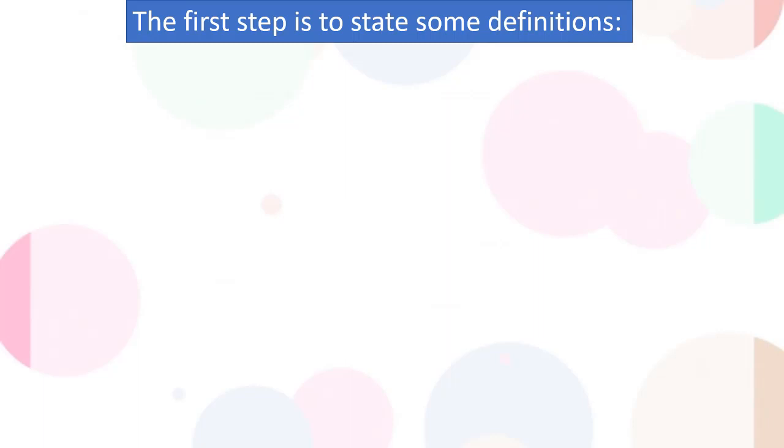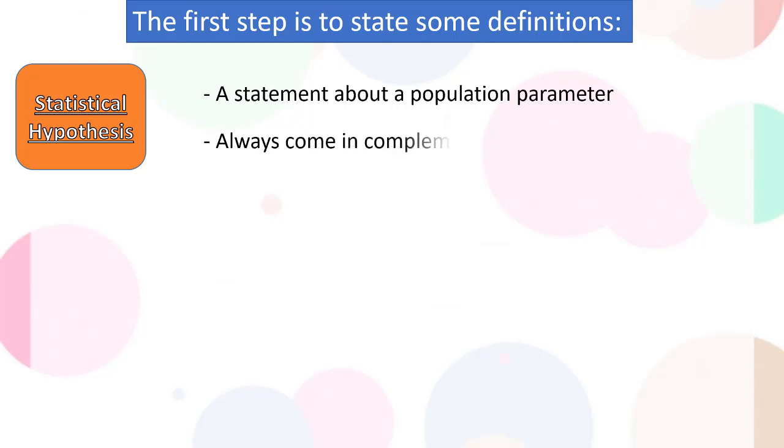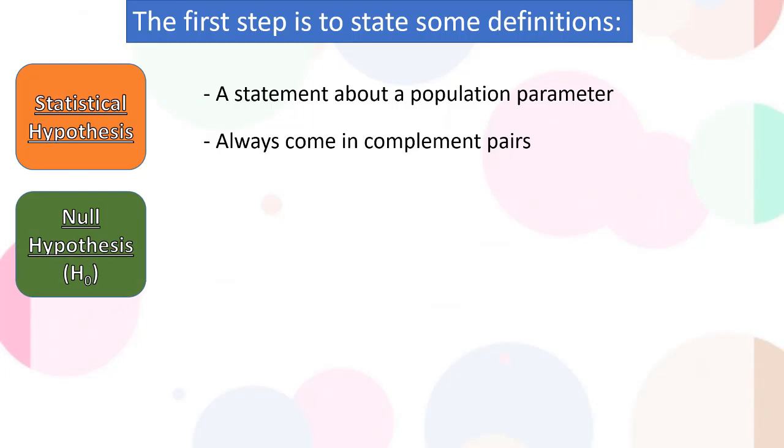Okay, so we need some definitions if we're going to figure out this whole hypothesis testing thing. First is the definition of a statistical hypothesis. A statistical hypothesis is a statement about a population parameter. And it's not just one statement. These always come in pairs. So the two different hypotheses that we have are the null hypothesis and the alternative hypothesis.